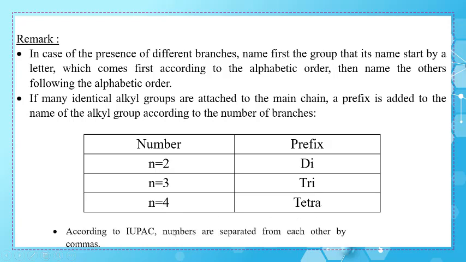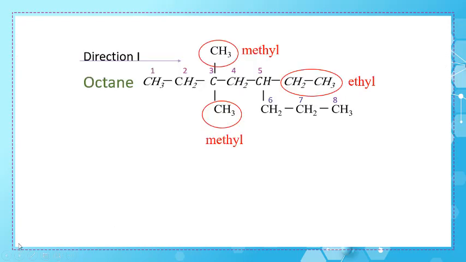The last remark: according to IUPAC, numbers are separated from each other by commas. Between 2 numbers, we have to put a comma. Now, according to the remarks and to all the steps that we explained before, we have to give the name of this branched chain alkane.